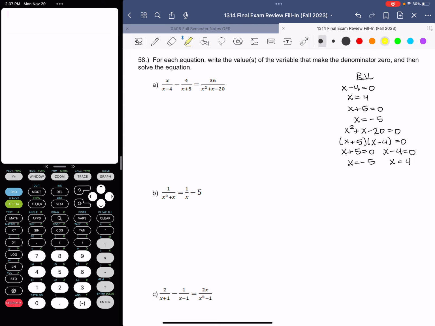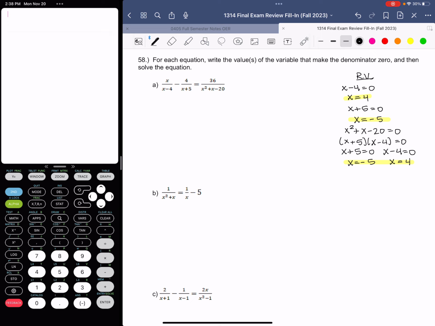We have 4, negative 5, and then the same two values again. Okay, so these are all the restricted values. We've set every denominator equal to 0. And so once you solve the equation, as long as you don't get one of those numbers, 4 or negative 5, then you're good to go.